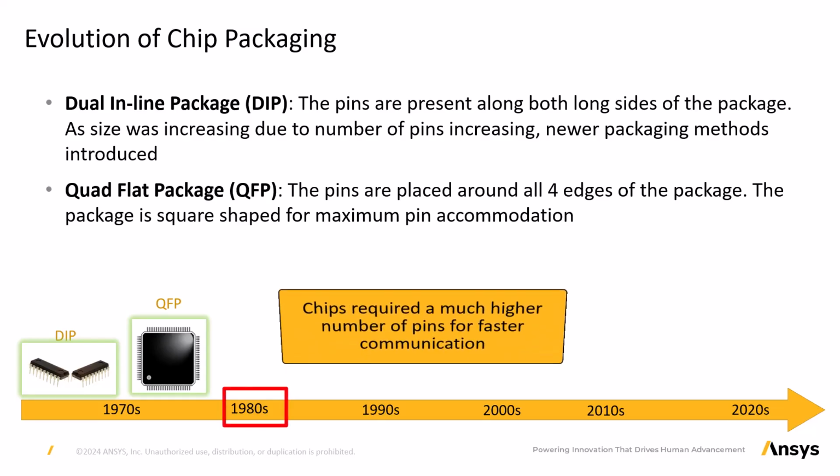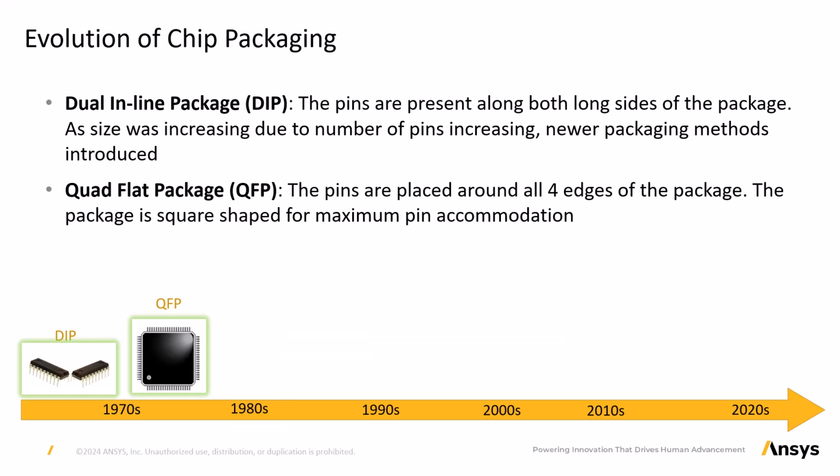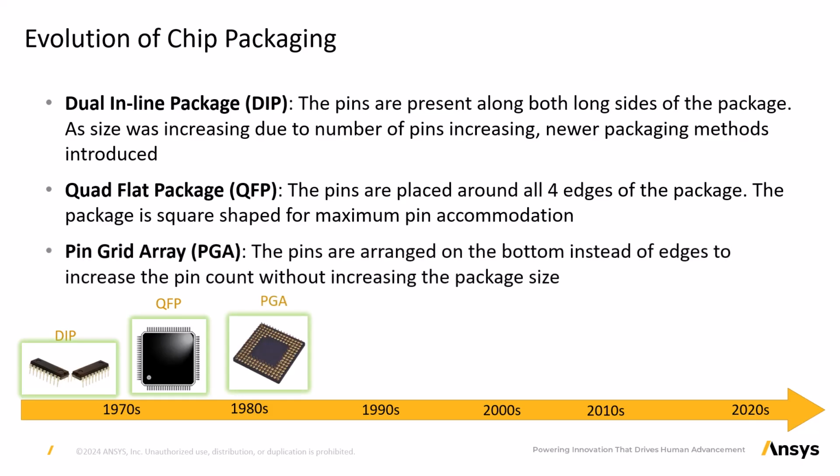In the 1980s, chips required a much higher number of pins for faster communication with the external world. This meant that either the size of the package would have to increase or a new packaging method would have to be introduced. Therefore, the pin grid array was introduced, in which pins were present at the bottom of the package instead of along all the sides of the package. Hence, the number of pins that could be accommodated improved significantly.